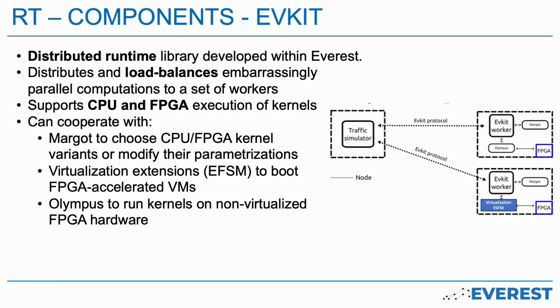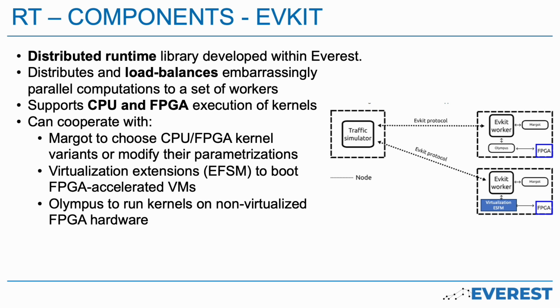The first component of the EVEREST runtime system is called EVKit. It is a distributed runtime whose main goal is to allow simple distribution and load balancing of embarrassingly parallel computations onto a set of workers. These workers can either run on the same node, or they can run on multiple nodes within the same distributed cluster. EVKit supports execution of kernels that run either on the CPU or on an attached FPGA device.